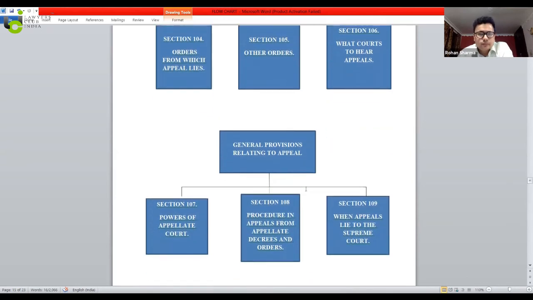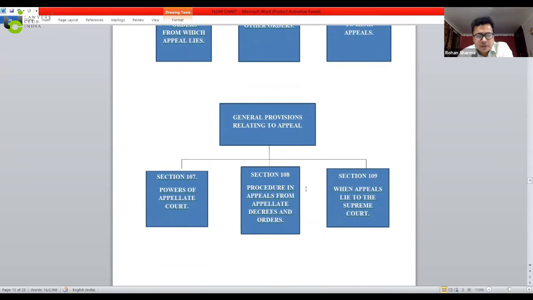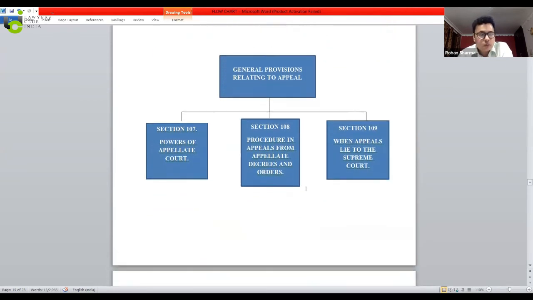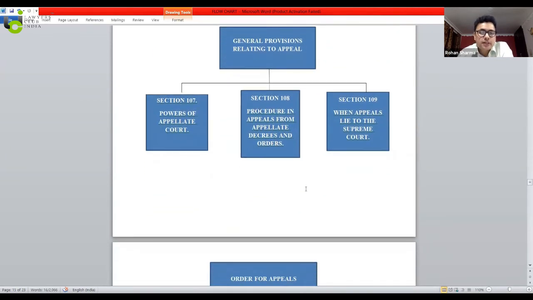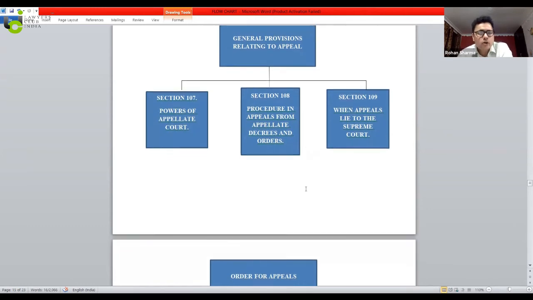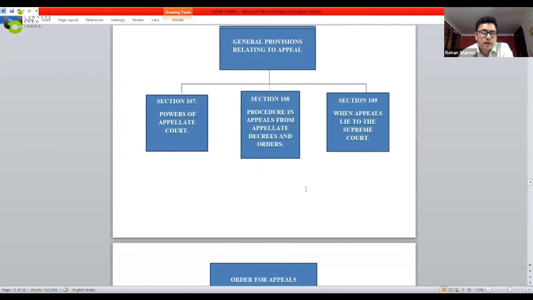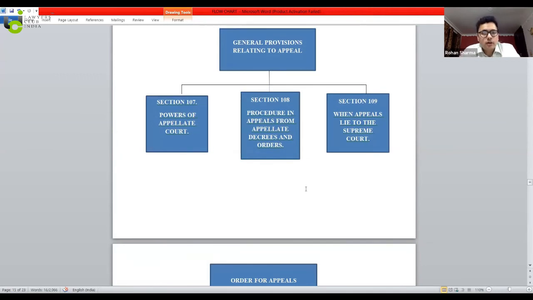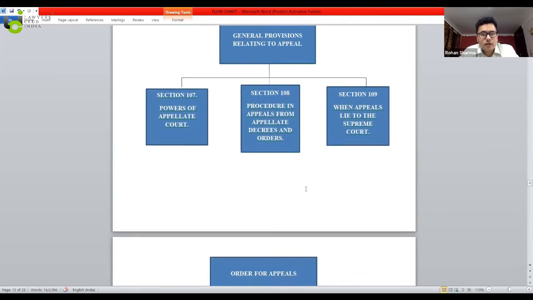General provisions, of course, these are again ancillary provisions. What powers the court has when it is sitting in appellate jurisdiction. For example, Section 107, the court can either frame issues and send it back to the trial court. The court can decide the matter itself. Finally, the court can remand it back. Things like that. What options an appellate court has at its disposal while it is sitting in its appellate jurisdiction is what Section 107, 108 and 109 talk about.